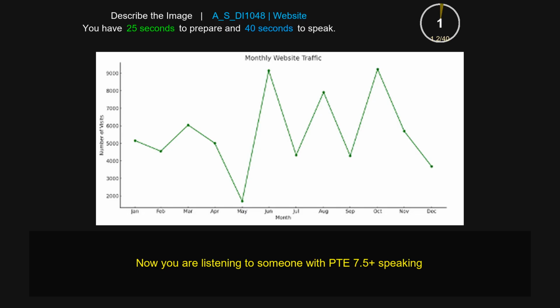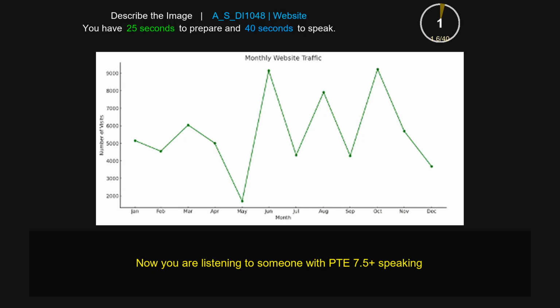The given line graph gives the information about the monthly website traffic. The x-axis represents the months from January to December, while the y-axis represents the number of visits from 2,000 to 9,000. According to the picture, I can see that in January there are 9,000 visitors, while the lowest is 4,000 in December, 5,000 in January, while July has 4,000. To conclude, the image gives the information about the website traffic.